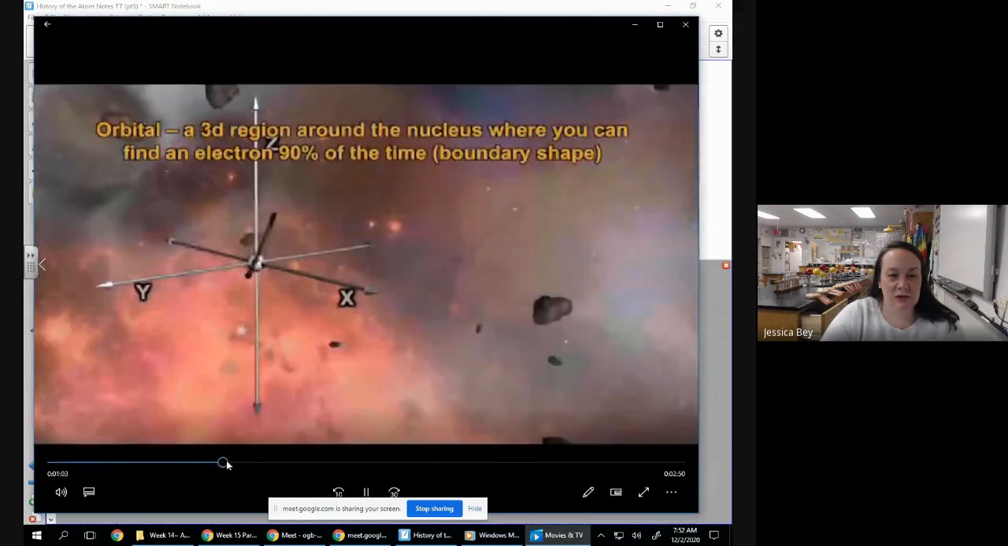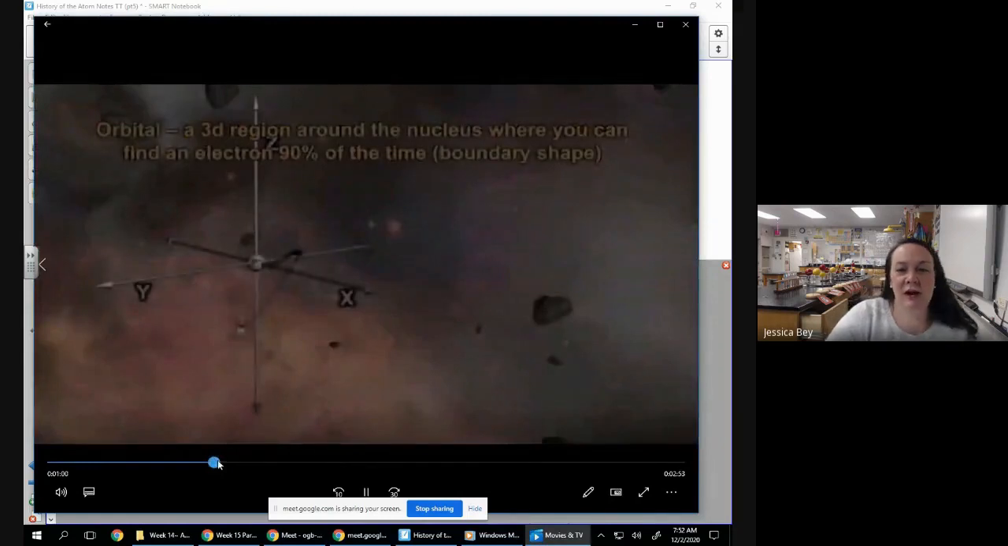So what I want to do, here we go. This is a little explanation that I think is good on how they figured out shapes like this. They basically took a bunch of snapshots of where, and it wasn't like a picture, but mathematically they figured out where the electron was, and they put it together and made what are called orbitals.